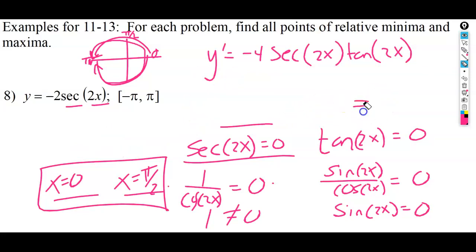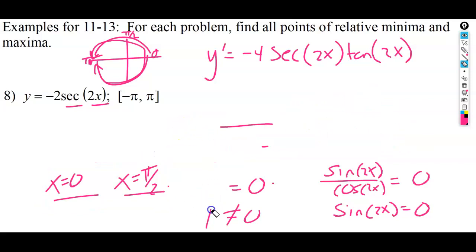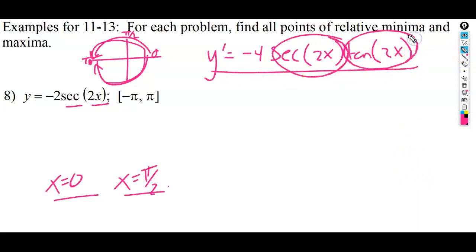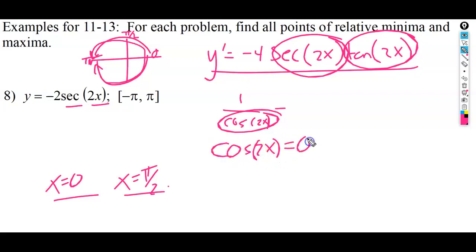So that's where my derivative equals 0. Let's go ahead and find where it's undefined. Where are these things undefined? Okay. So, well, this expression would be undefined anytime either this or this is undefined. So when is secant undefined? Well, remember, secant is undefined when the bottom is undefined. Okay, so in other words, anytime the bottom equals 0. So if cosine equals 0, then secant would be undefined.